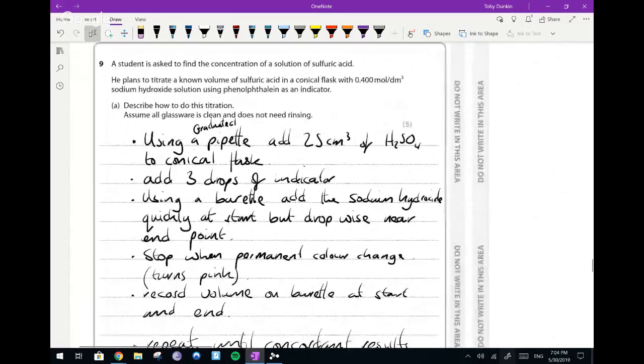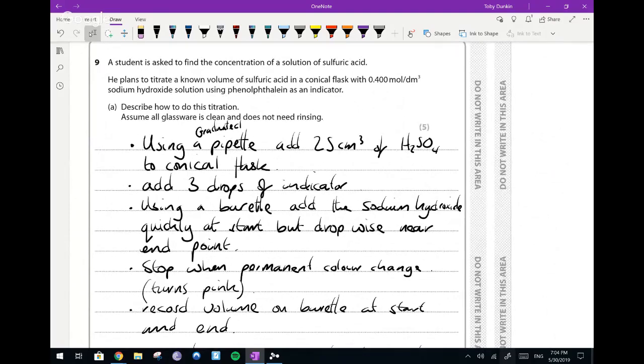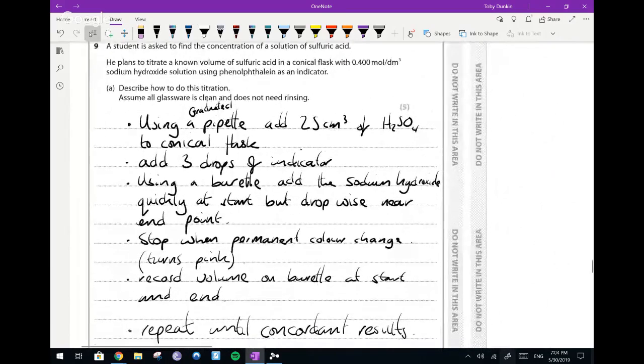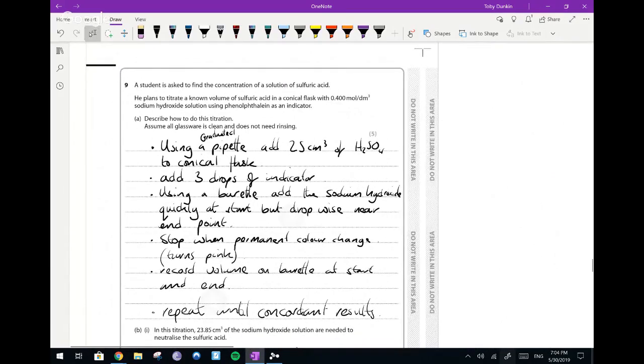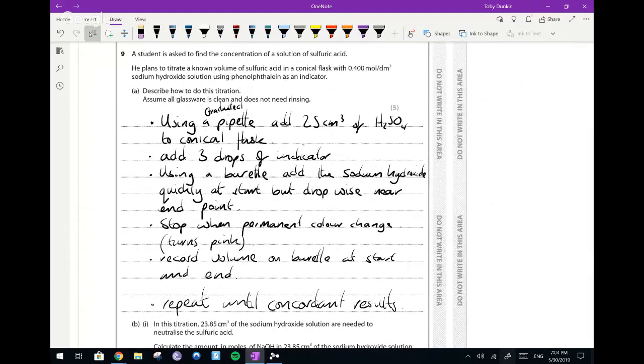Right. A student is asked, guys, titrations, you all know they're going to be there. It's going to be there, folks. This is going to be a 6 marker. Make sure you've learned your titration method. It is just a story.